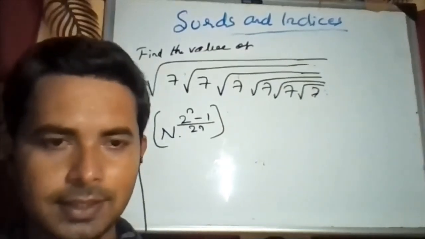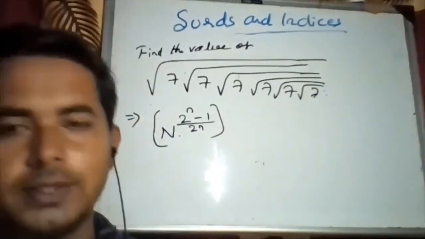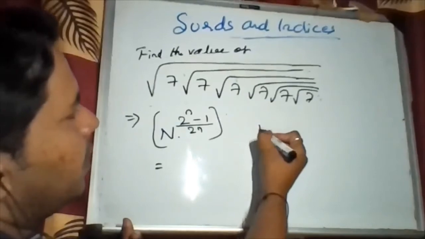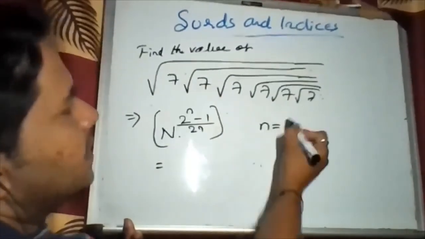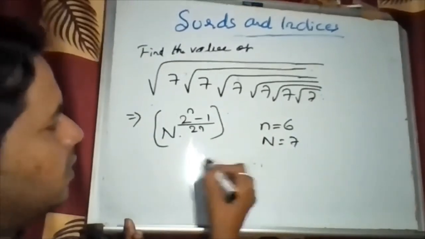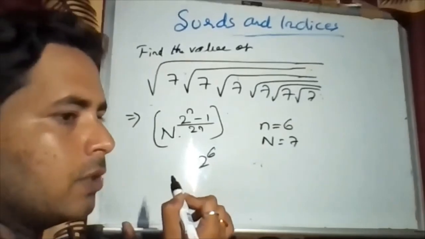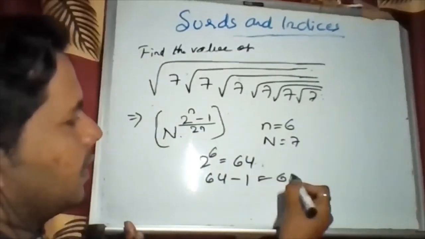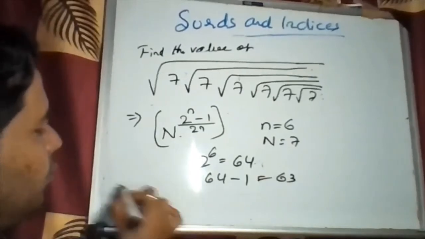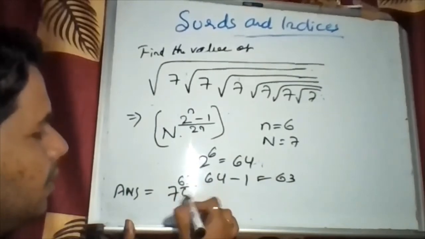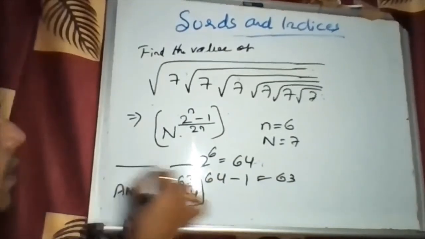So in such cases, how to do? You can use this same standard formula. So here n is what now? Sorry, n is what, अभी कितने 7 है? So small n is 6, and capital N is 7. What is 2 raised to 6 here? 64. And 64 minus 1 will be 63. So here the answer will be 7 raised to 63 by 64. This is your answer.